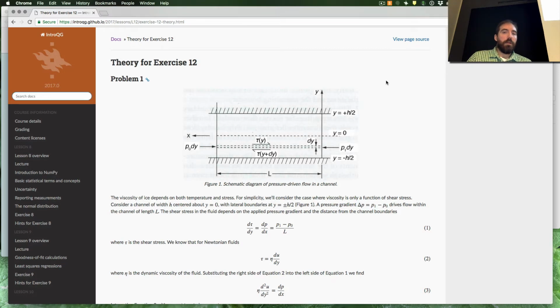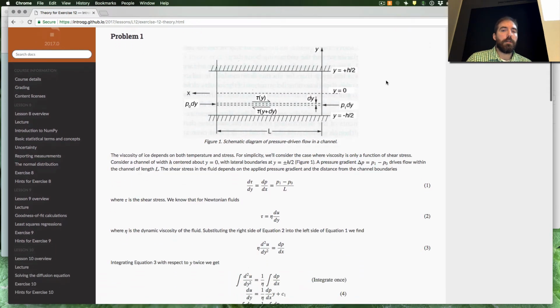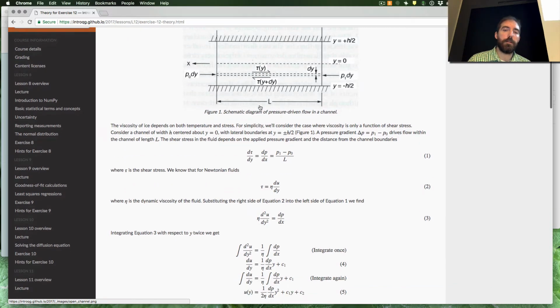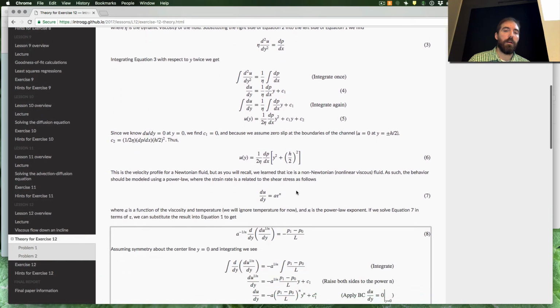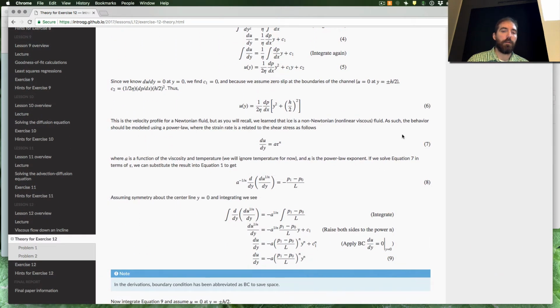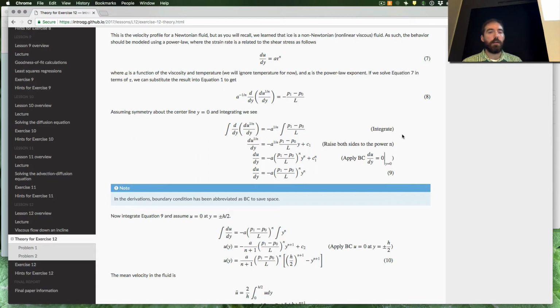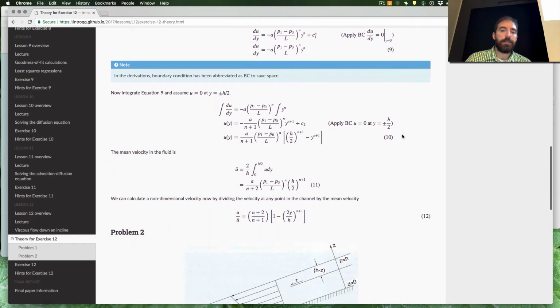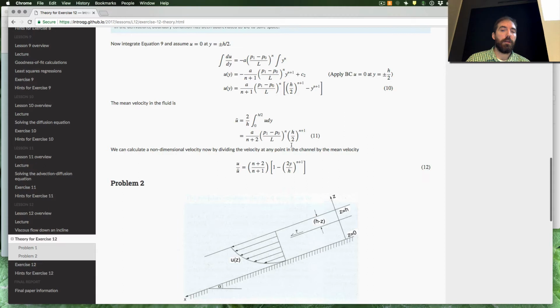But this goes through the examples of first a channel flow, so ice flowing between two walls that are fixed, and then how you calculate the velocity of the ice as it flows through this channel. And so you can read through the equations there. I'm not going to go through this in detail because it's not really that interesting to do as a lecture, but it's maybe more interesting for you to read through. And so that's the first example, and you'll end up plotting this equation number 12 in the first part of the exercise for today.